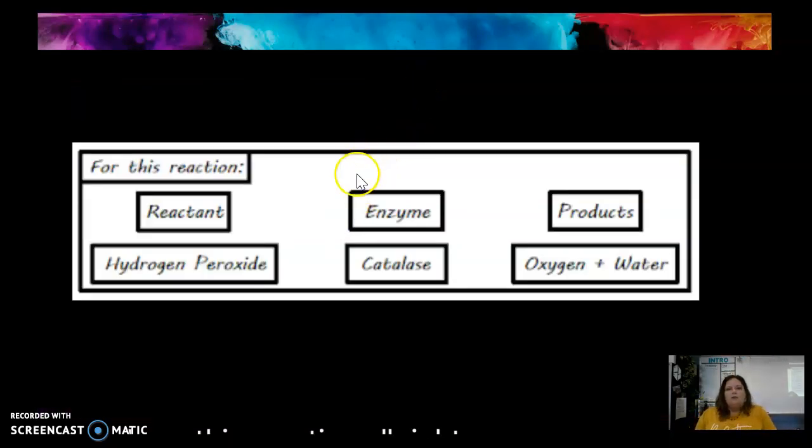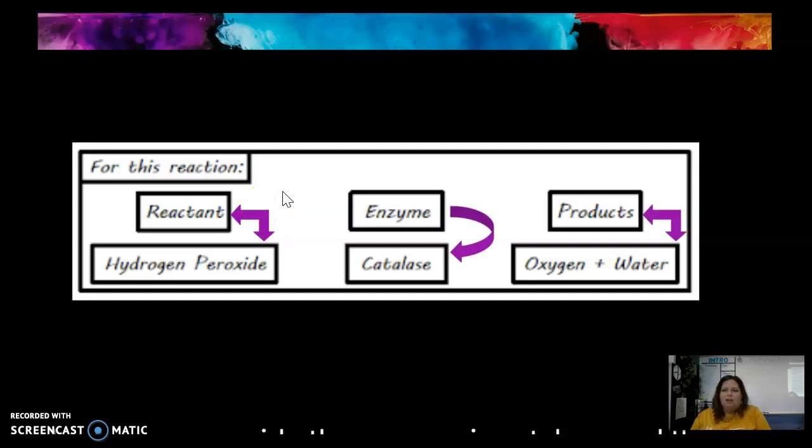All right, so what I would have you do down here at the bottom of your notes page, just draw a little arrow showing that the reactant is hydrogen peroxide, the enzyme is catalase, and the products are oxygen and water. Okay, I know they're over there, but we just want to make sure we clarify what those are.